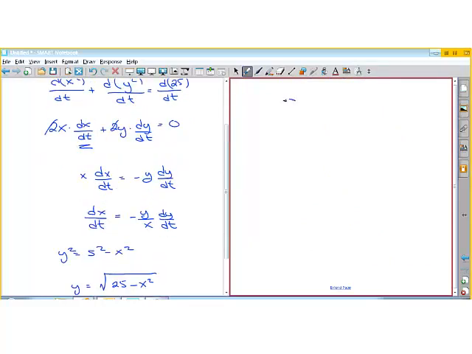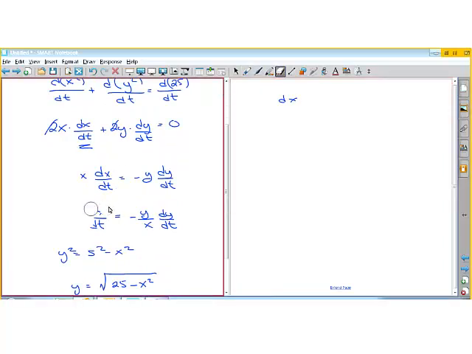So the rate of change, sorry, I did that wrong. I'm supposed to be solving for dy/dt. How fast is the end of the plank sliding along the ground? Oh, no, that's right. dx/dt is negative y dy/dt over x. There we go. Okay.